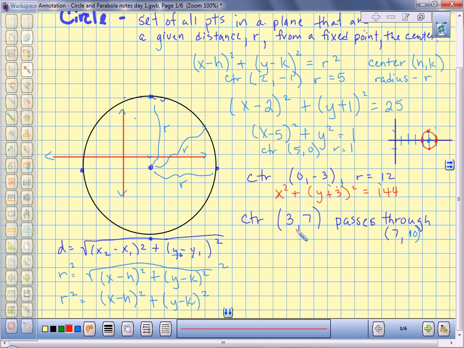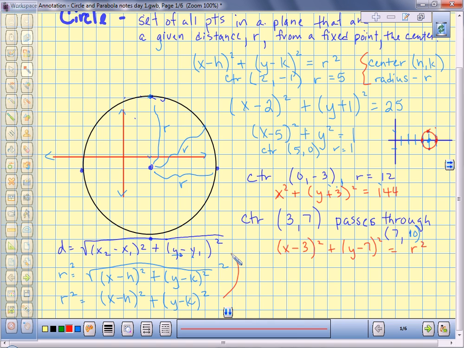All right. So basically, the two things we need to write the equation for a circle are the center and the radius. But what if we were just given the center and a point? Okay, so we know the center is 3, 7. So we can get that part. Now, how can I find the radius? Distance formula. But where does this come from?